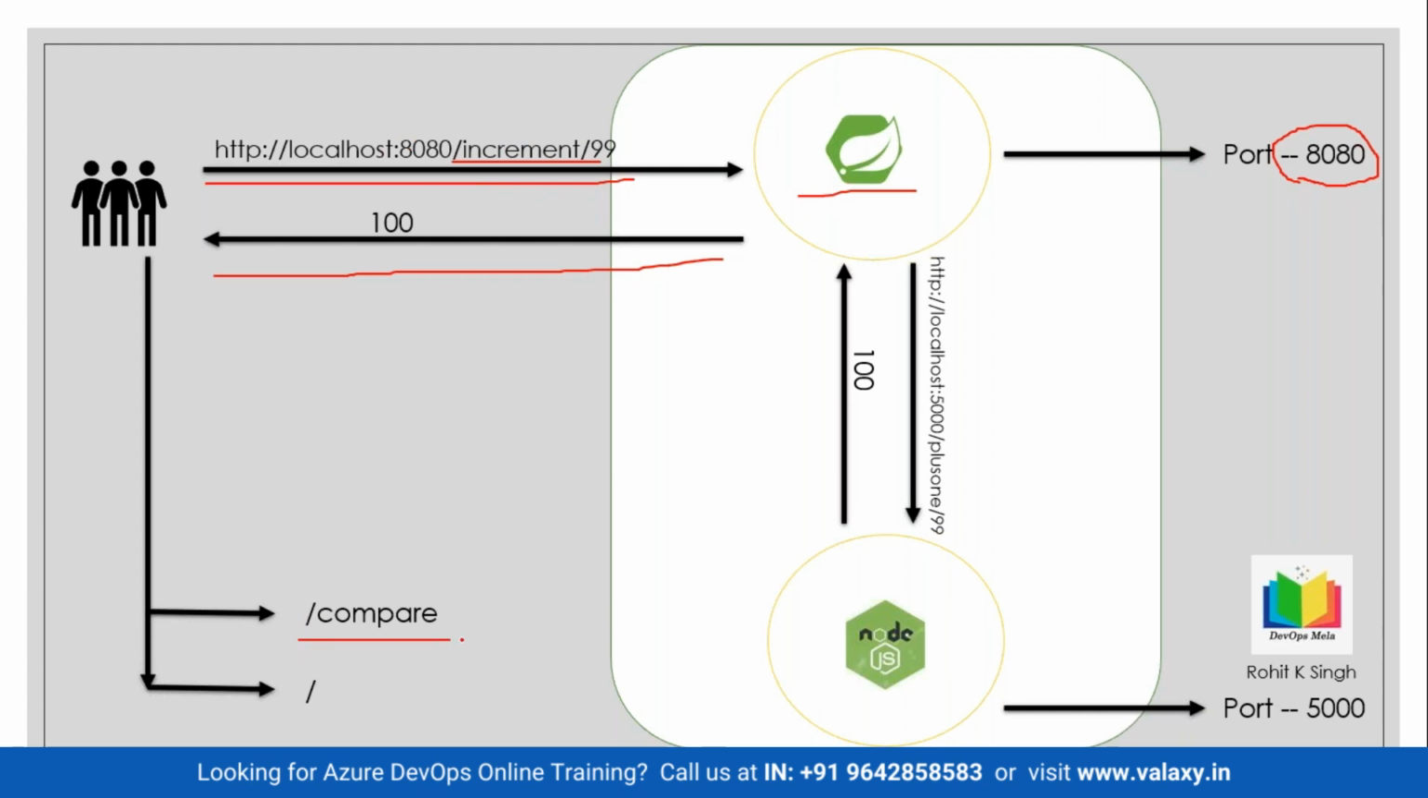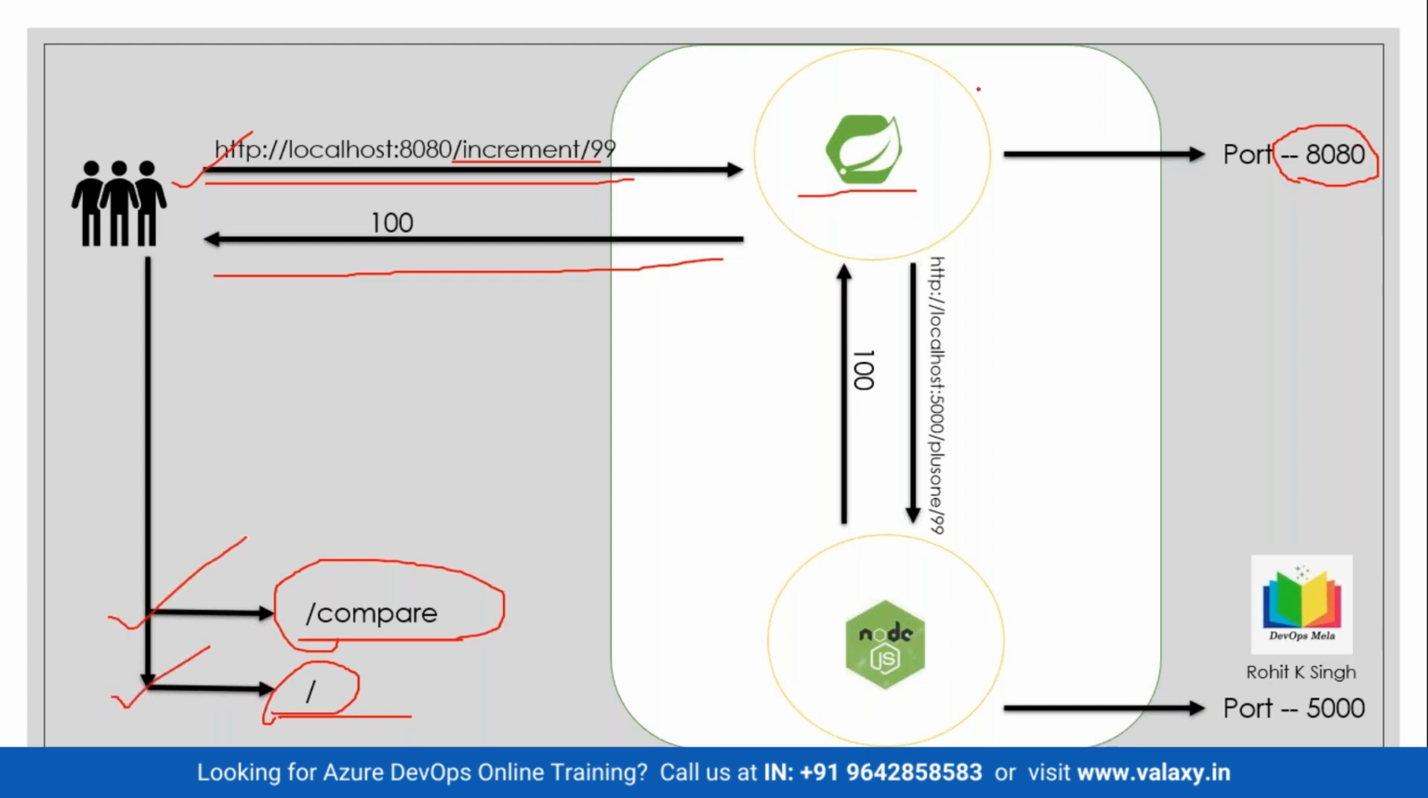The other module is a compare module. It compares whether the number is greater than 50 or less than 50. If it is greater than 50, it will tell you it is greater than 50. If it is less than 50, it will tell you less than 50. This is the second module. The third is the home page, a simple page that displays welcome to DevOps course. So there are three calls we can make using this application: the first call, the second call, and the home page.